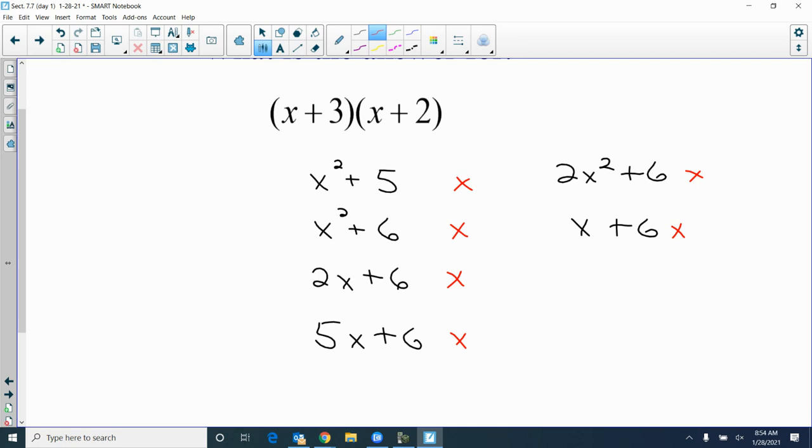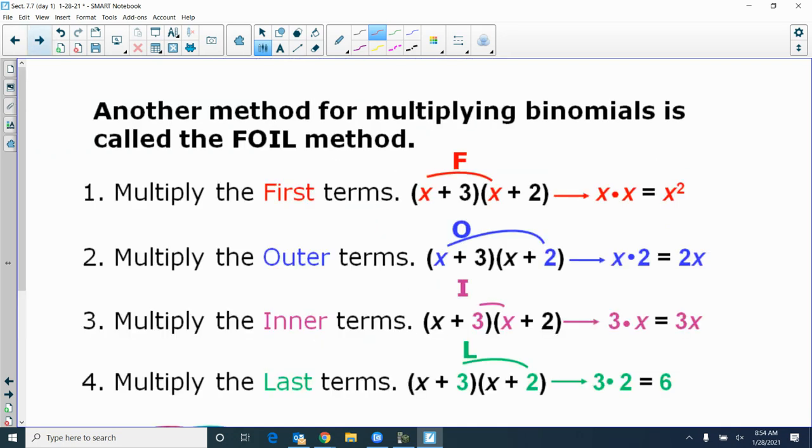Okay, explain to me how you got that. I don't know, I just saw it on the paper. So you cheated. F-O-I-L. Foil. We use the FOIL method. It's like the aluminum foil method.